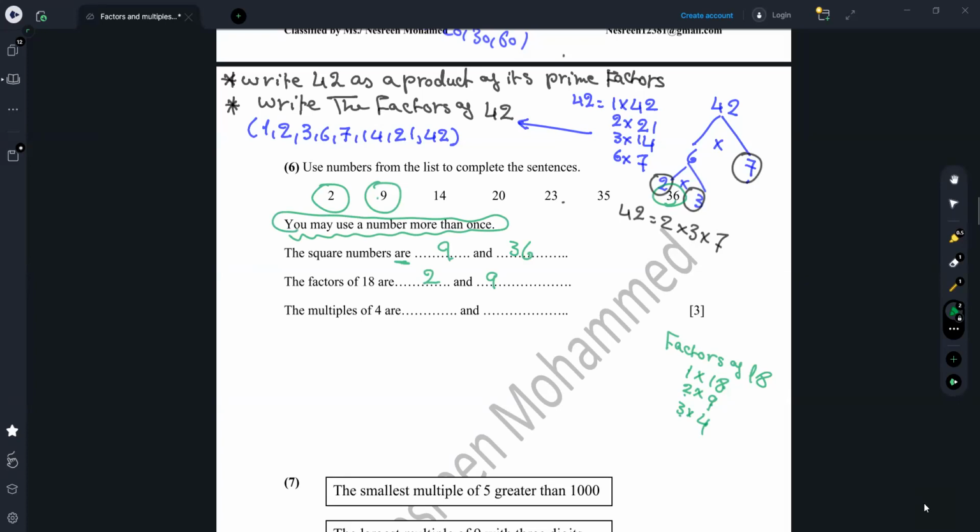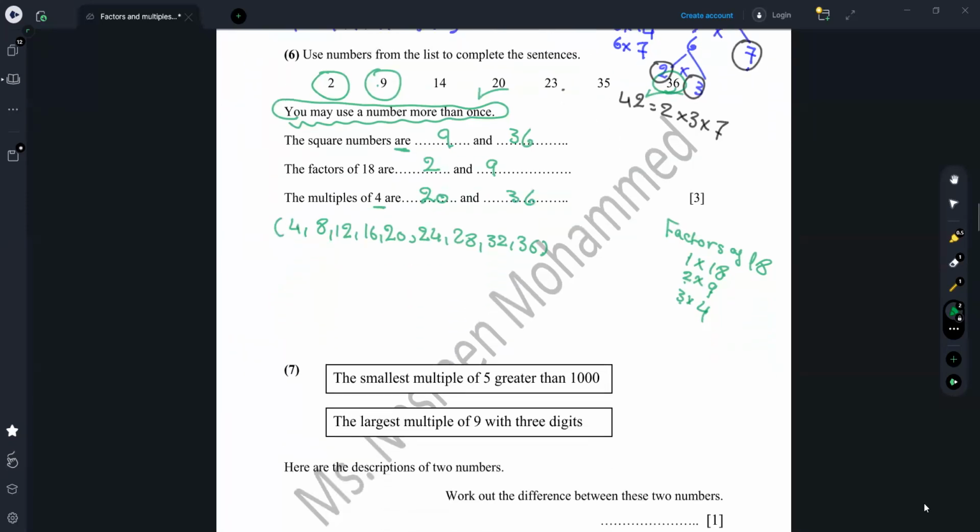Now, go to the multiples of 4. Table 4, multiples of 4. We can say in my mind, 1 multiply 4, 4. 2 multiply 4, 8. 3 multiply 4, 12. 4 multiply 4, 16. 5 multiply 4, 20. 6 multiply 4, 24. And 28. And then 32, and then 36. These all are the multiples of 4. Which of these numbers are included in the list? We have here 20, we have here 36.